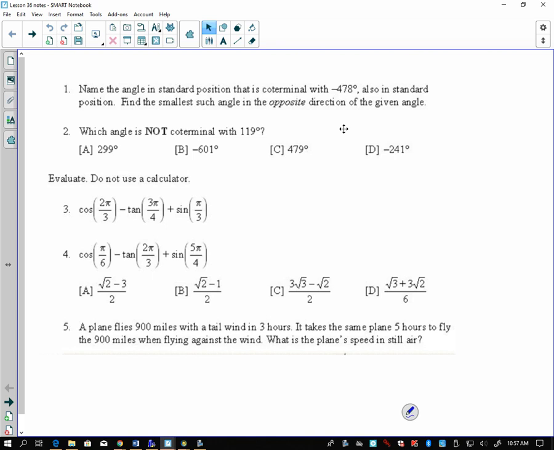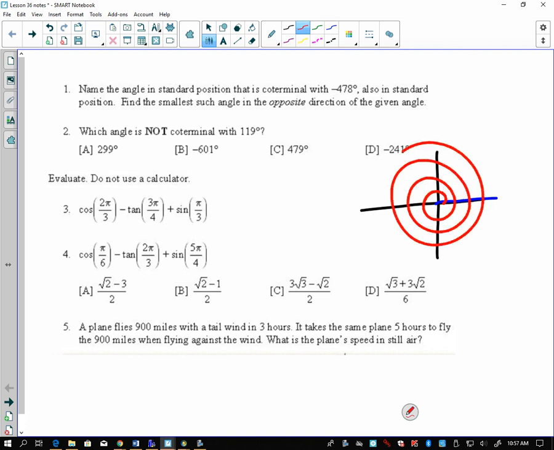I could draw a coordinate plane, start at the initial side, and I could go around as many times as I want. Does that make sense? Okay.